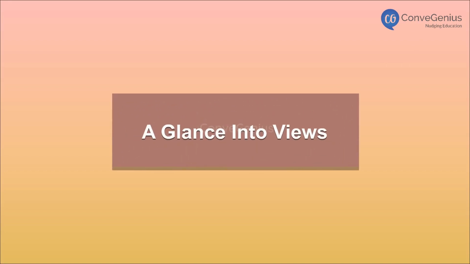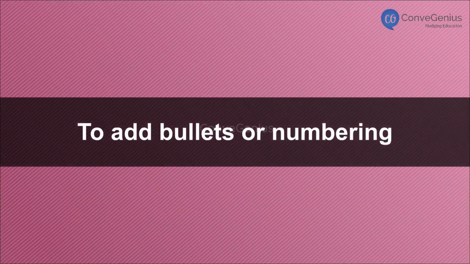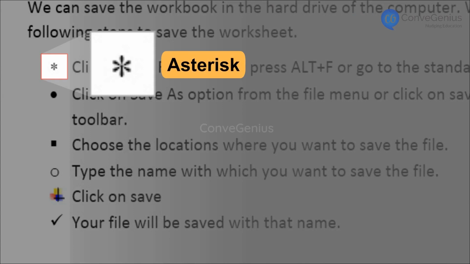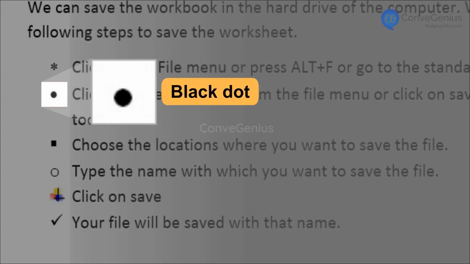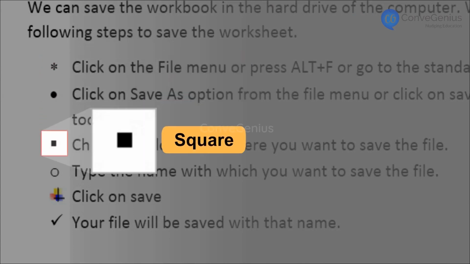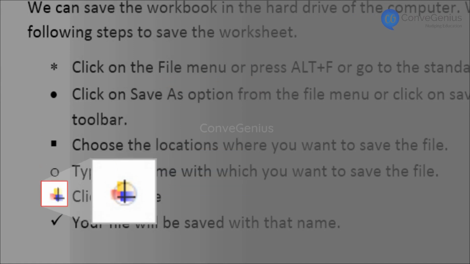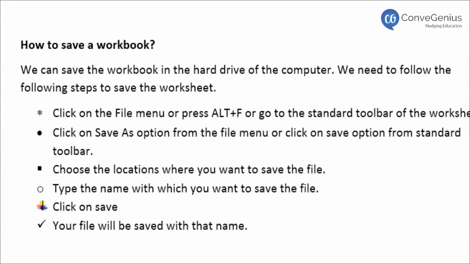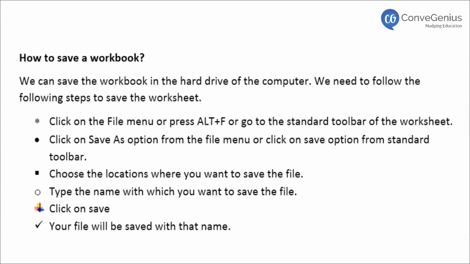A glance into views. To add bullets or numbering. A bullet point or bullet is an asterisk, black dot, square, circle, graphics, or other mark that is found before the text that identifies key items or other important text.